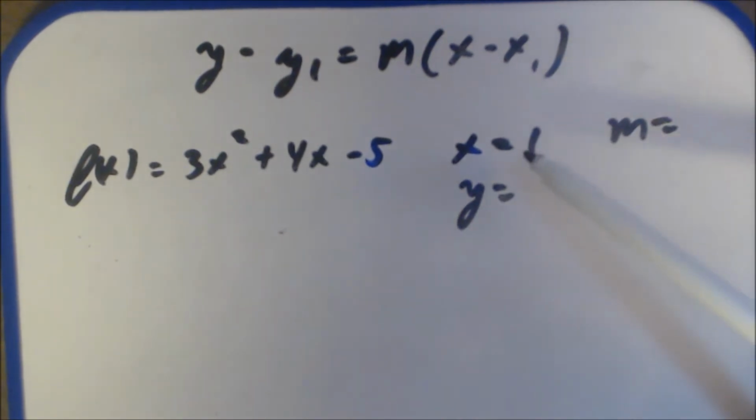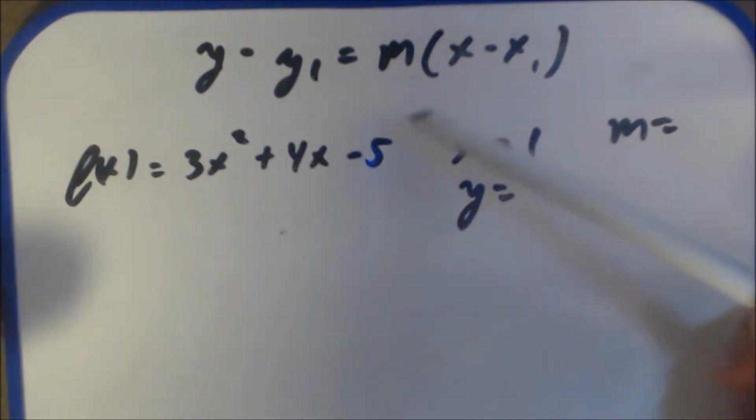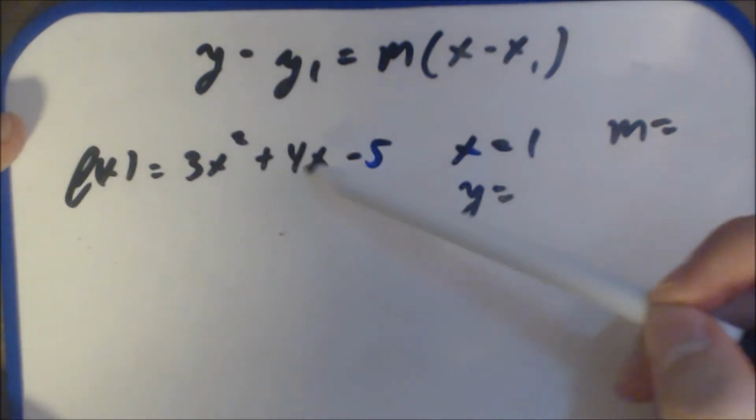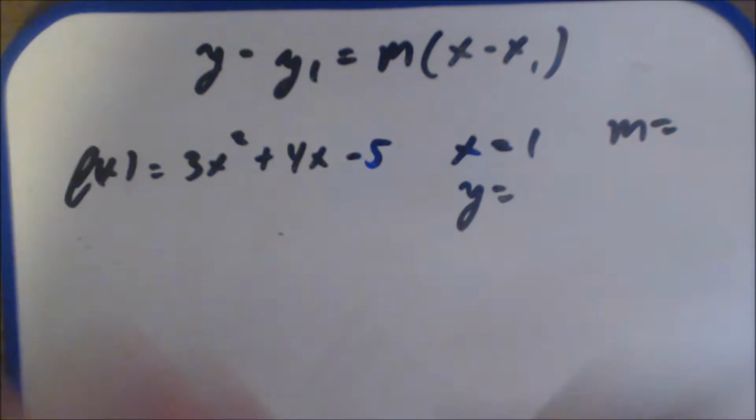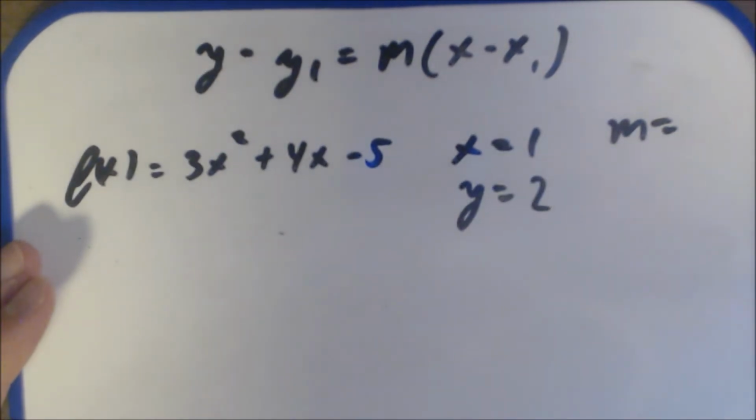To find y, all you have to do is plug this 1 into the original equation here. So we get 3 plus 4 minus 5, which is 2. So y is going to be equal to 2.